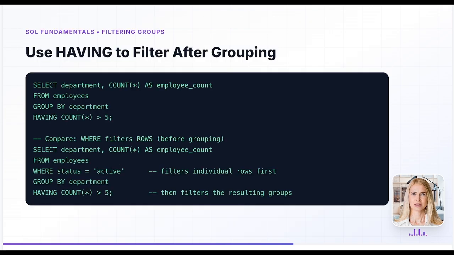Where and having look similar but work at different stages. Where narrows down individual rows before any grouping happens, while having filters the summarized groups that group by produces. Think of having as a where clause specifically for your aggregate results, letting you keep only the groups that meet a condition like a minimum count or total.